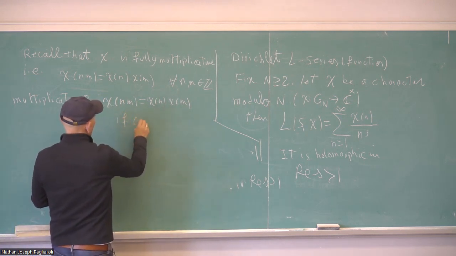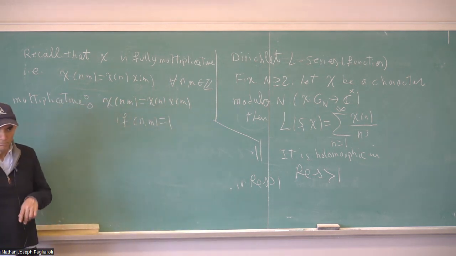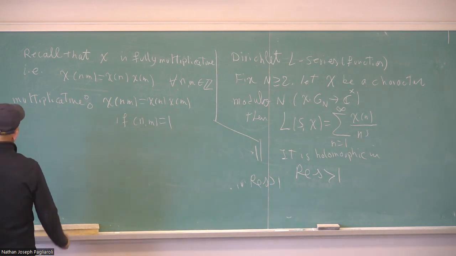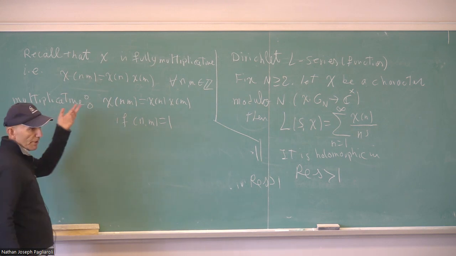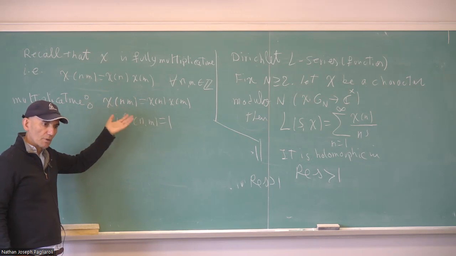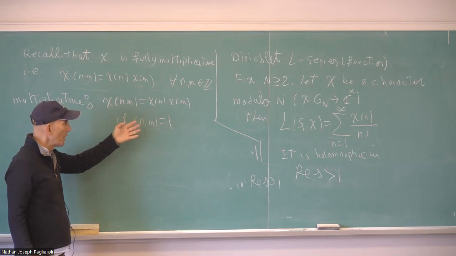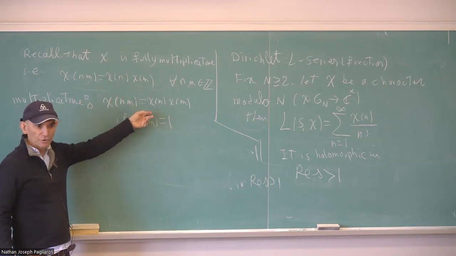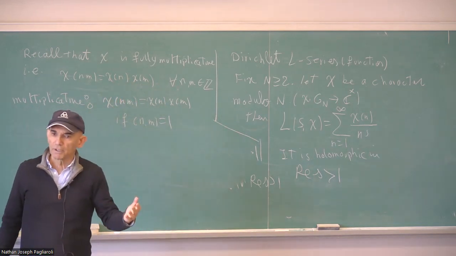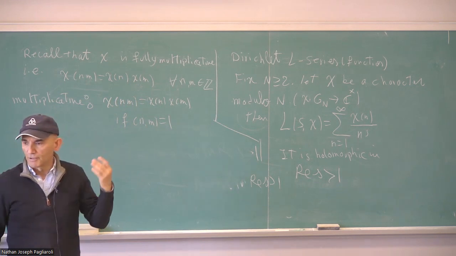If the gcd of n and m is 1. So we have two concepts. We have to be very careful to distinguish them: fully multiplicative arithmetic functions and multiplicative arithmetic functions. So multiplicative is a weaker condition. Fully multiplicative is the natural condition. I would call it multiplicative, and the other one weakly multiplicative, but people prefer to call it this way.